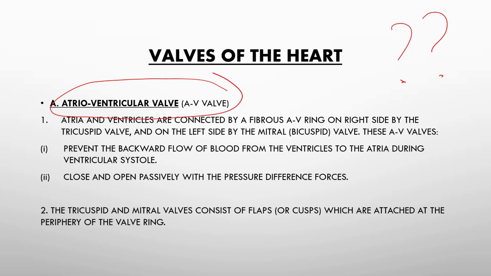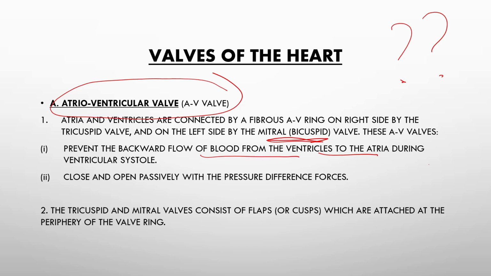The atria and ventricles are connected by a fibrous AV ring, on the right side by the tricuspid valve and on the left side by the mitral valve. Please note, mitral valve is also known as bicuspid valve. These AV valves prevent the backward flow of blood from the ventricles to the atria.